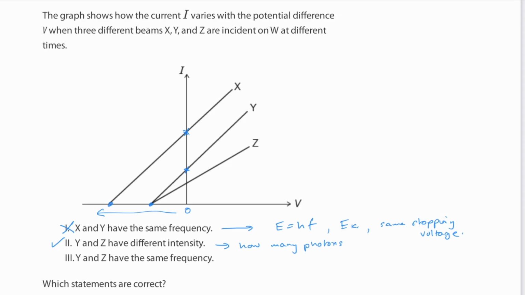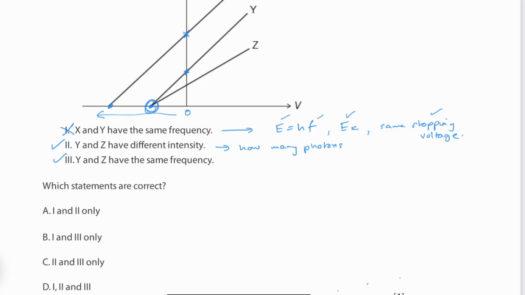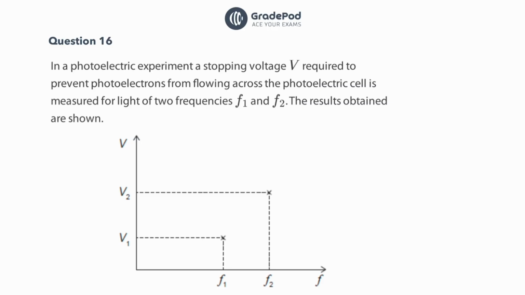Number 3. Y and Z have the same frequency. Well, let's go back to this argument at the top. If they have the same frequency, they have the same energy, which means the kinetic energy of the emitted electrons is the same, which means the stopping voltage is the same. If we look at the stopping voltage for Y and Z, they do have the same stopping voltage. So Y and Z is correct. Our answer is only 2 and 3 are correct. Our answer is C.